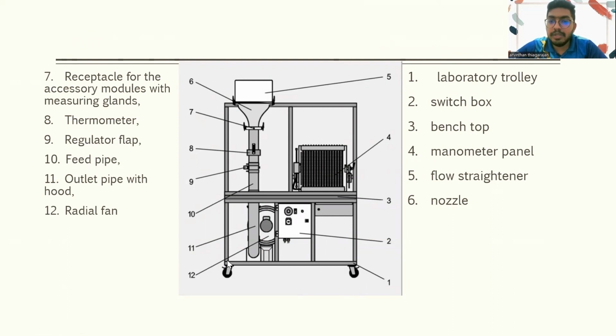Next is the switch box for the flow current, and the bench top, then the manometer panel. This is the manometer panel, and the fifth is the flow straightener, and sixth is the nozzle. Seven is a receptacle for the accessory module, and eight is a thermometer. We have to use the thermometer. Then there is a regulator flap, feed pipe, and outlet with the hood. And the final part is a radial fan.